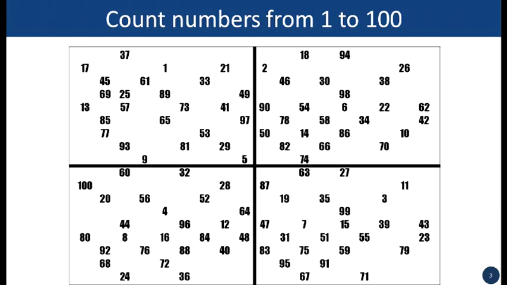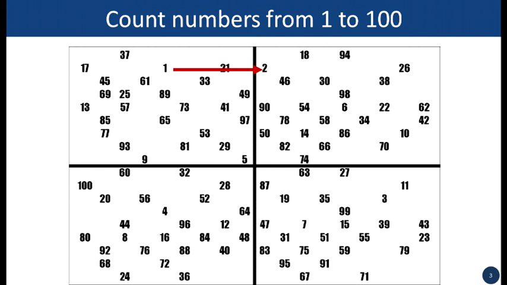Participants, your next try is to count numbers from 1 to 100 again. Participants, you have 2 lines drawn. This time, I'd like you to identify a pattern so that you can easily count from 1 to 100. Let me help you by showing you the pattern.